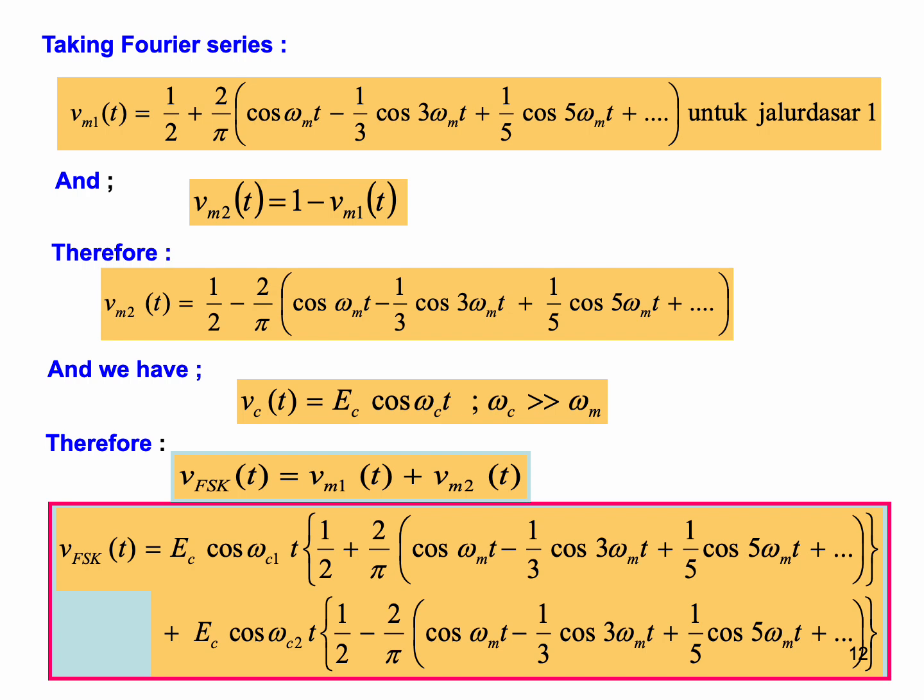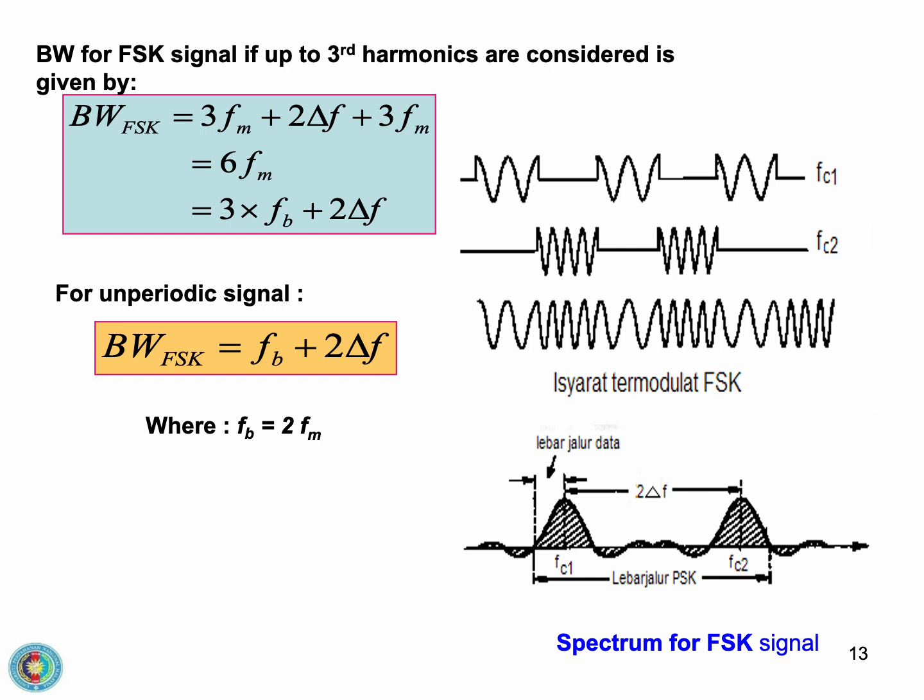The FSK signal, VFSK(t), is then the sum of two distinct carrier waves, each multiplied by one of these baseband modulating signals. This clearly shows how the two carrier frequencies, omega C1 and omega C2, are selected based on the digital input. The bandwidth for an FSK signal is determined by the separation between the two frequencies and the characteristics of the modulating signal. If we consider up to the third harmonics, the bandwidth of FSK is approximately 6 fm. For unperiodic signals, the bandwidth is given by fb plus 2 delta f, where delta f is the frequency deviation between the two carrier frequencies. This generally indicates that FSK requires a somewhat larger bandwidth compared to ASK for similar data rates.